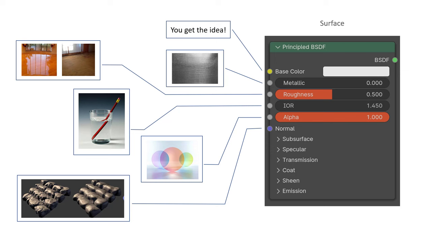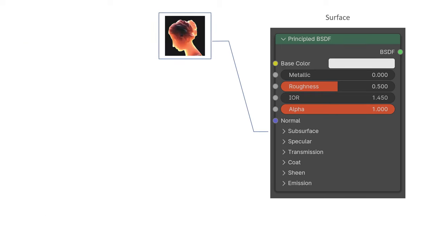So let's go to the next slide and look at the other options we have here. The next thing is subsurface. Subsurface is what allows us to fake this detail, this kind of light coming through the edges.